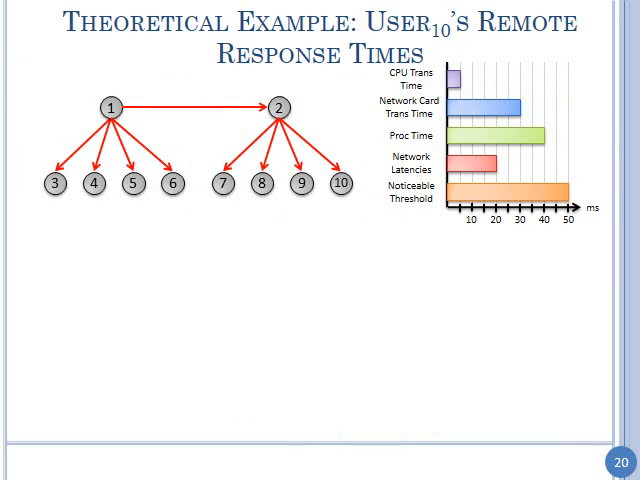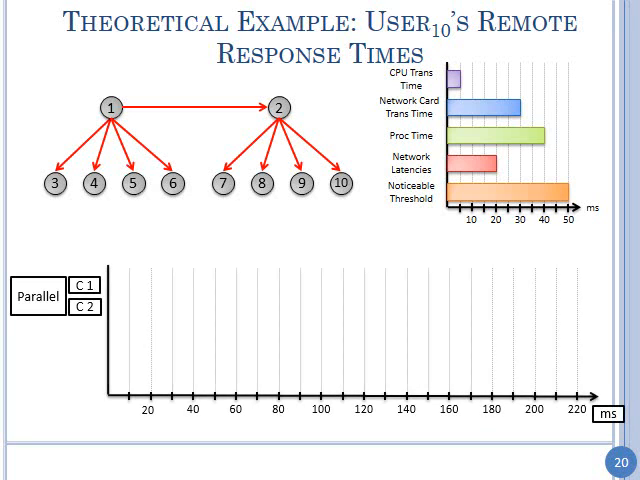Let's analyze user 10's remote response times for commands entered by user 1. And let's first do the parallel policy. Without loss of generality, let's say that core 1 is doing processing and core 2 is doing transmission. So when user 1 enters a command, user 1's computer is going to process the command in core 1. Meanwhile, core 2 is going to say, okay, I'm going to transmit to user 2. As soon as the CPU transmits to user 2, the network card is going to pick up the transmission. As soon as it's done transmitting, the command is going to traverse the network to reach user 2's computer. When it does, user 2's core 2 is going to say, okay, I'm going to send this command to users 7, 8, 9, and 10.